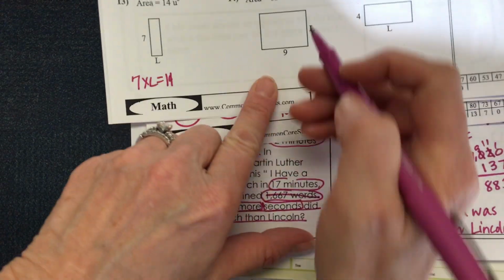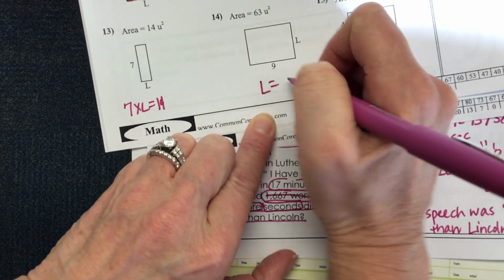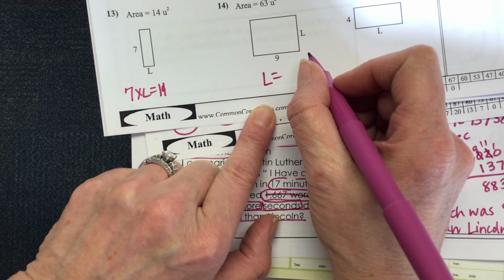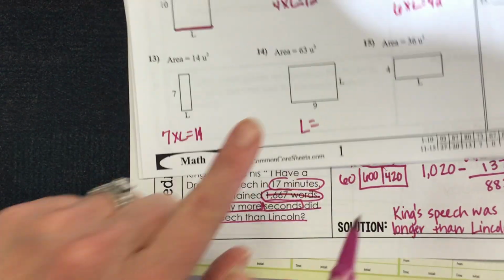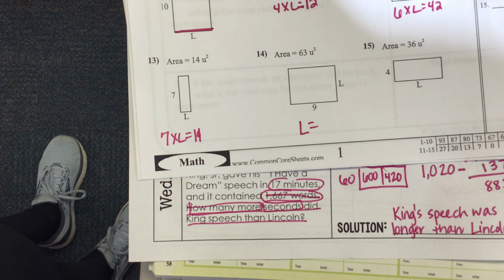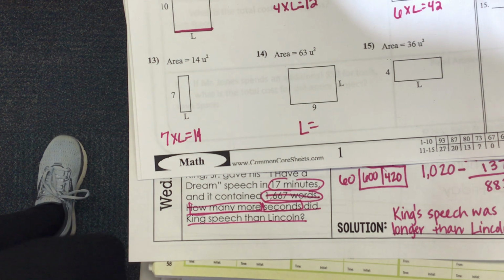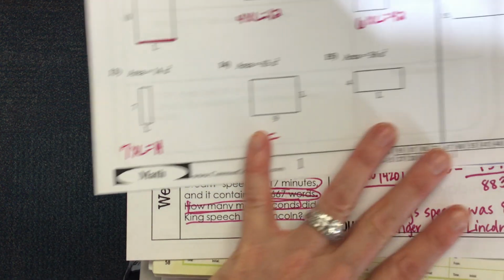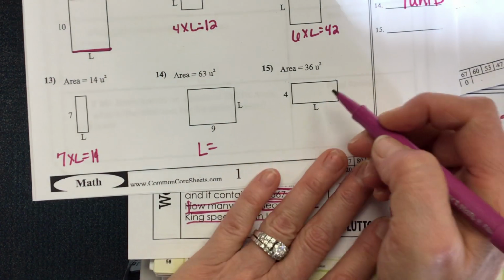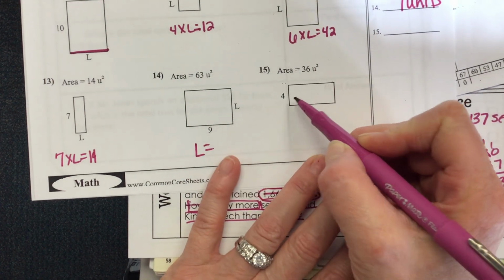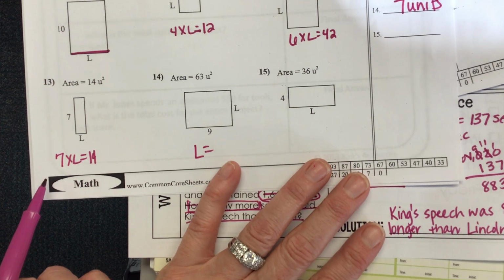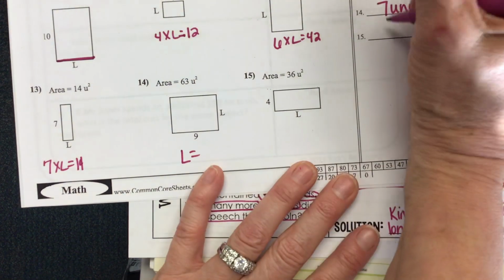Okay, number 14. 9 times what equals 63? Everyone should have their hand in the air. 9 times what is 63? You can look at a fact chart. You can count it off on your fingers, but do not just sit there. 9 times what is 63? Morgan. 7. Okay, 36. Number 15. 4 times what is 36? Alex. 9.